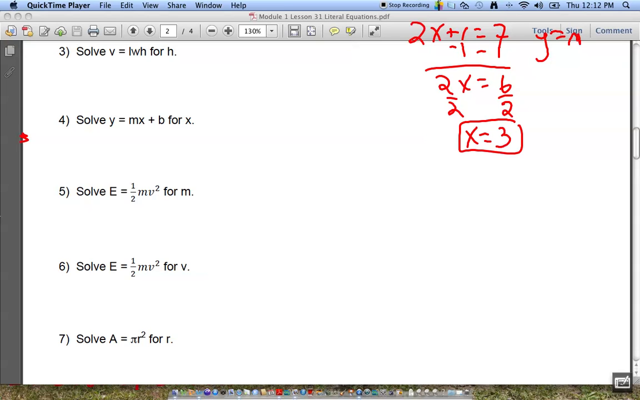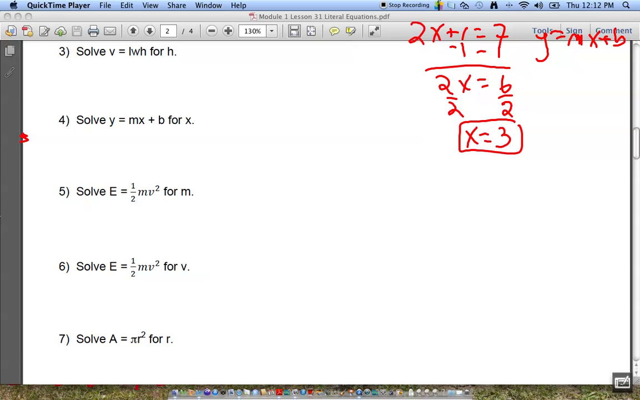now I might give you an equation that looks like this: y equals mx plus b. And the difference between this equation and the other equation is, on the left side, there's only one variable. So it's kind of obvious that we're solving for x, and you just do what you do with the numbers.